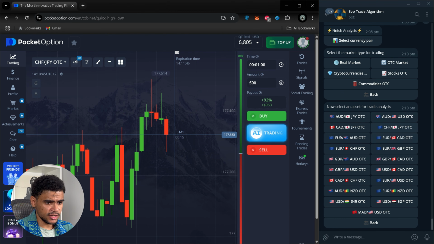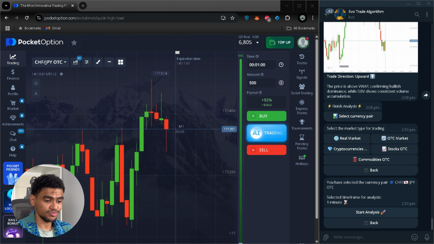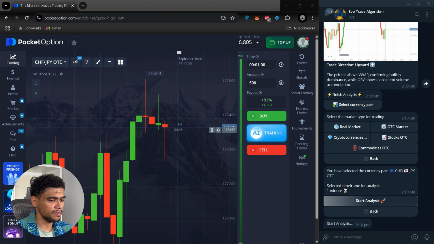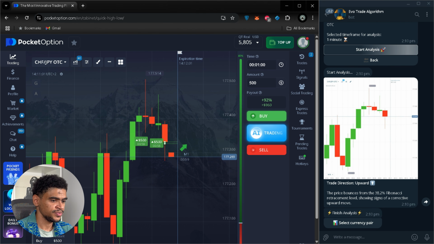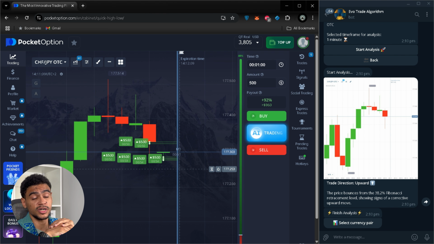All right, Swiss franc, Japanese yen, very good payout, however highly volatile market, so this is going to be dangerous once again, but I believe that we can hit a big one on here. So let's press start analysis, wait for a few seconds and place a buy position here, and the price goes down, so we're going to place even more here. And once again, this is a $3,000 trade.